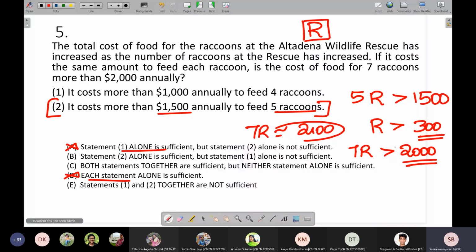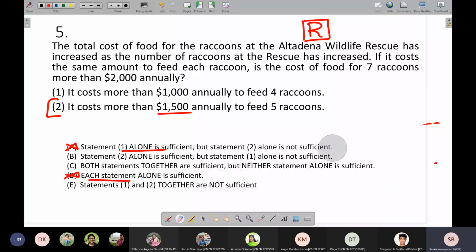So the question being posed here is, is the cost going to be more than 2000 annually? This is the question. So what is your opinion with statement 2 alone? Is it going to be more than or less than? It is going to be more than 2000, and I can answer the question with statement 2 alone. So for this question, statement 2 alone is sufficient. 1 alone is not sufficient. So you will mark option B as your answer choice.